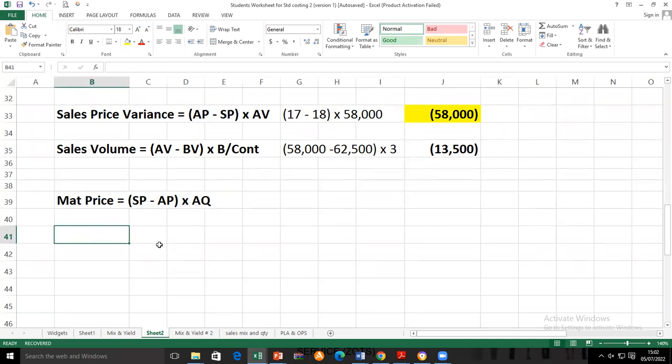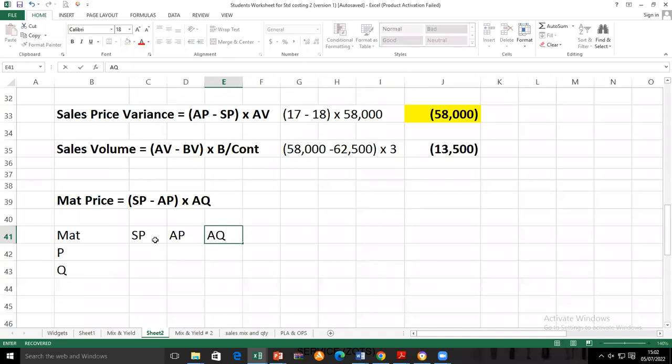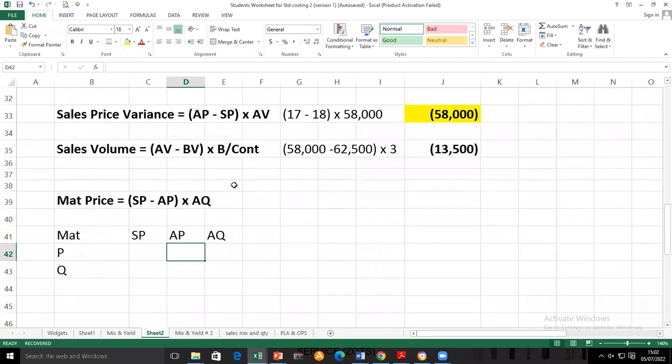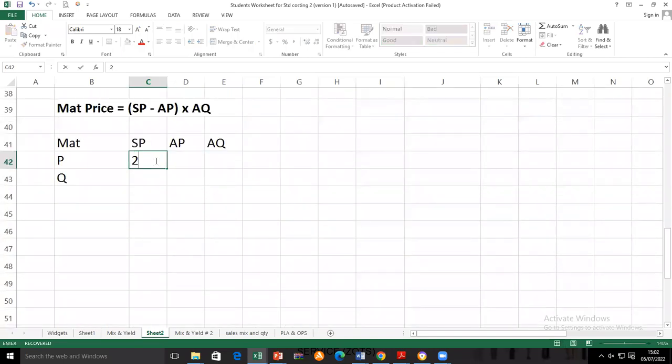So because I've got two materials, we're going to say material P and material Q. Standard price, you put it there. Actual price, you put it there. And actual quantity, you put it there. So let's go. What's the standard price? 2.6 and 2.5.